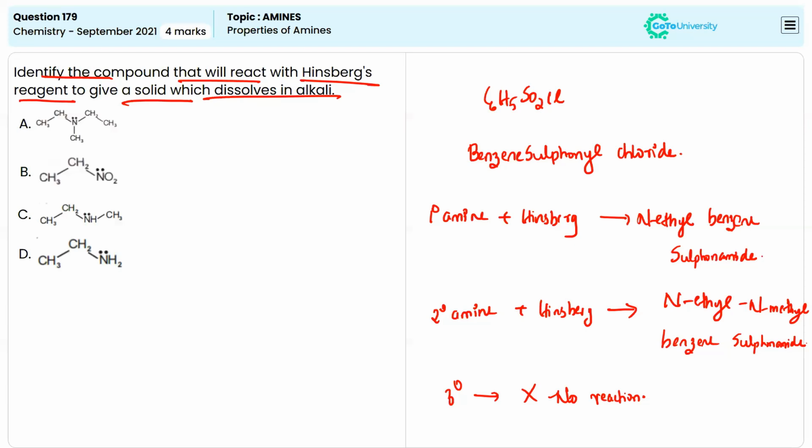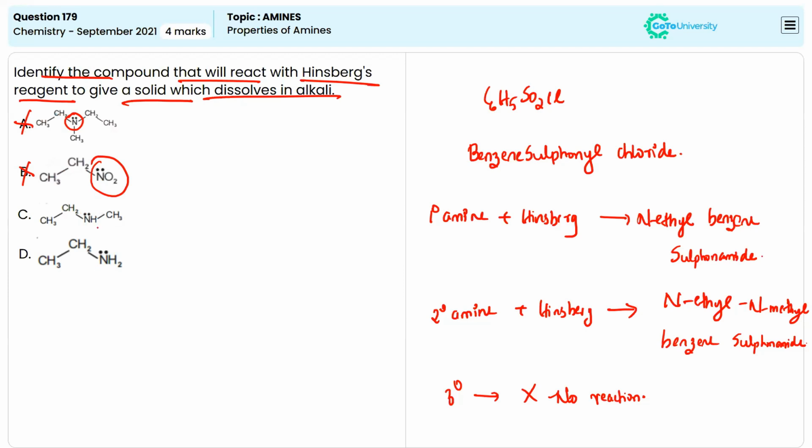So here we have to find out the compound which reacts with Hinsberg reagent to give a solid which dissolves in alkali. So coming to the first option, this is a tertiary amine. So this is not reacting with Hinsberg reagent. So option A is not the correct one. Coming to option B, here we have a nitro compound, not an amine. So a nitro compound is also not possible here. Option B is also incorrect.